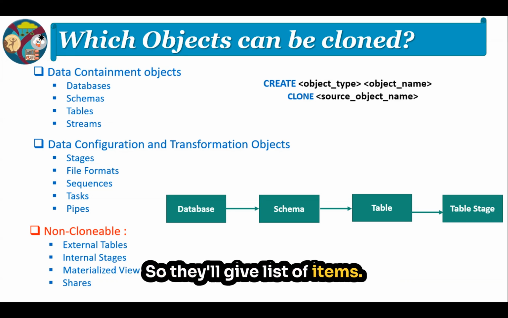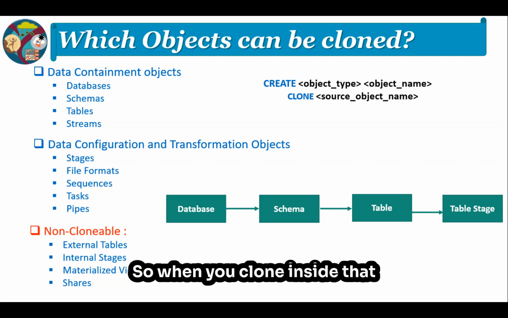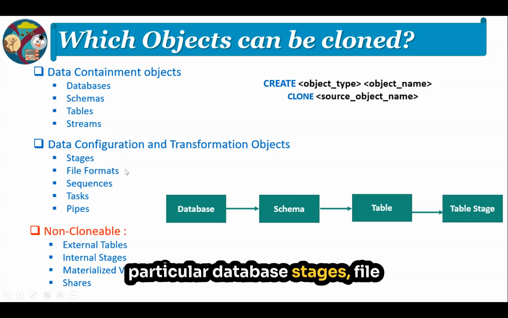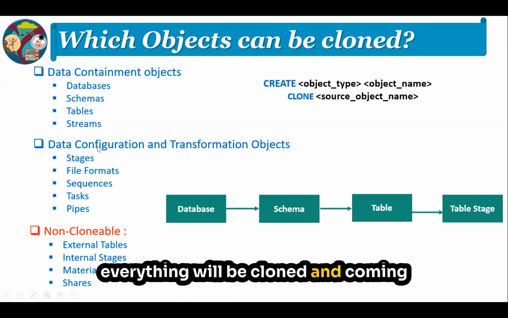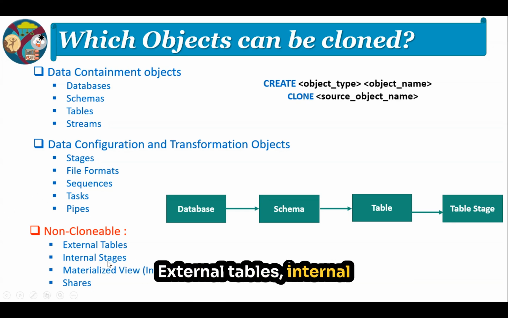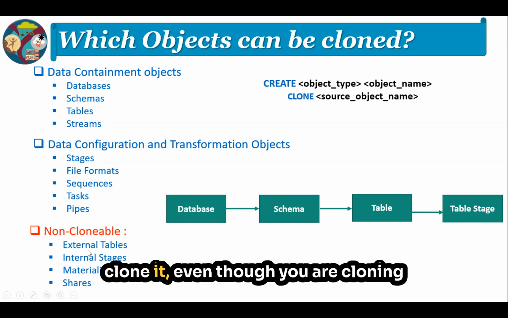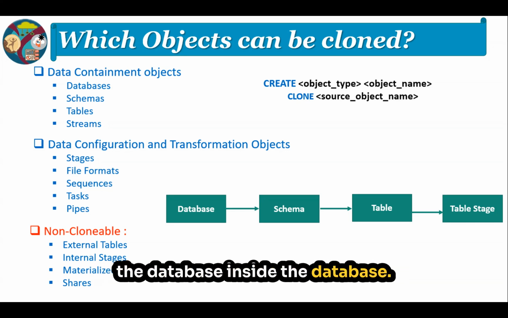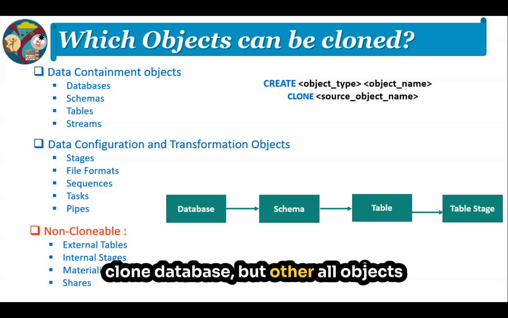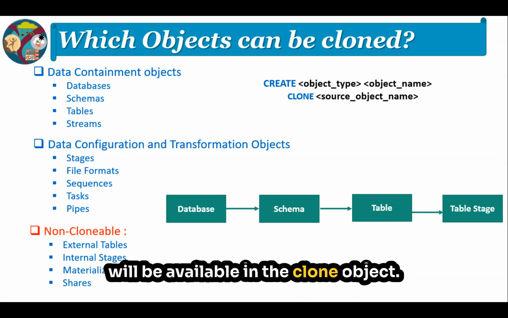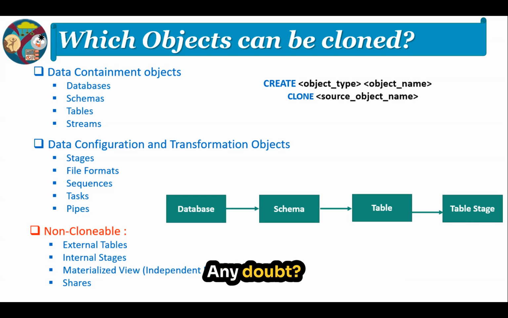They'll give a list of items and ask you to find out which objects can be cloned. When you clone a database, the stages, file formats, sequences, tasks, pipes, everything will be cloned. Coming to the non-clonable objects: external tables, internal stages, materialized views, and shares we need to discuss. These components you cannot clone. Even though you are cloning the database, if these objects are available inside it, they won't be reflected in the clone database, but all other objects will be available in the clone. Any doubt? No, sir. Okay.